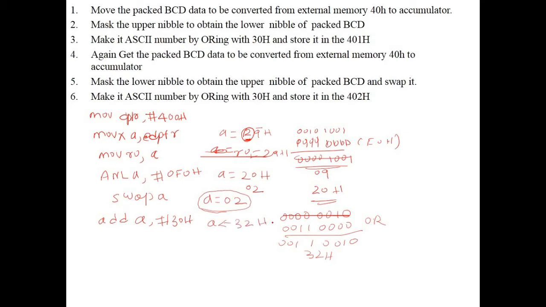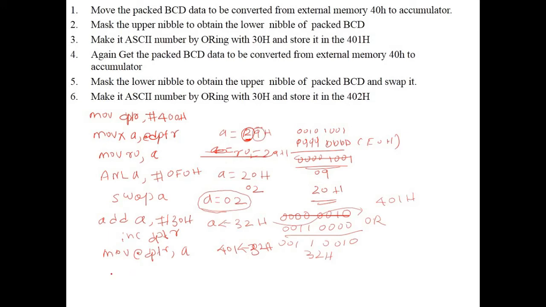So this needs to be stored in the memory location 401H, right? So for that first we need to increment our DPTR because presently our DPTR is pointing to 400H. So to get 401H we need to increment our DPTR. Next we will store the data, that is MOVX @DPTR comma A. So now the 401H will have 32H.